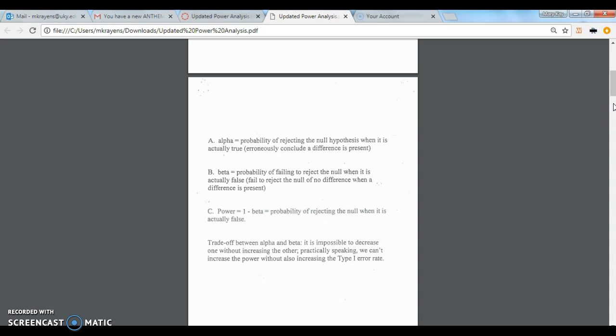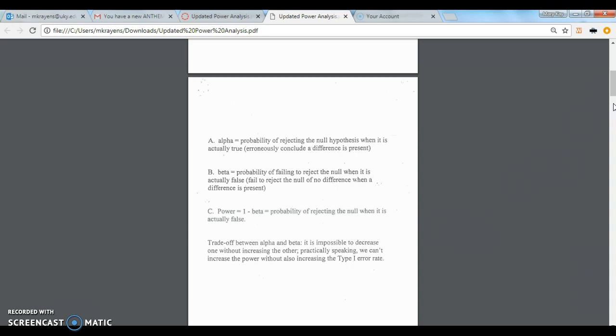So in that context, alpha would be the probability of rejecting the null hypothesis and concluding that there is a gender difference when in fact there is not a difference. If we were able to survey the entire population of UK students, we would find that on average males and females have the same height. So alpha would be the probability of rejecting the null based on our sample when in fact the population does not have a significant difference between males and females.